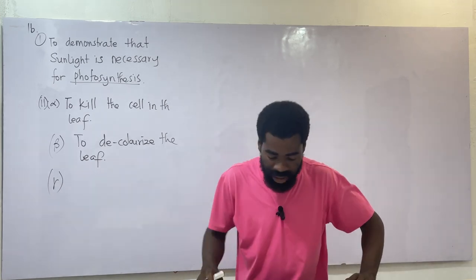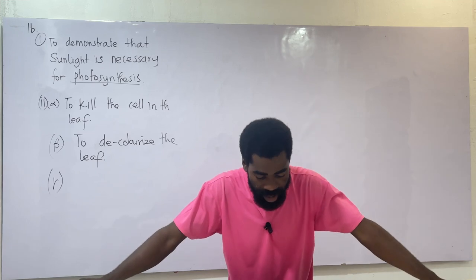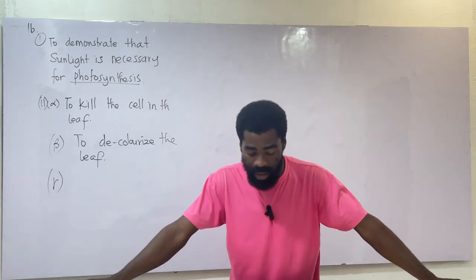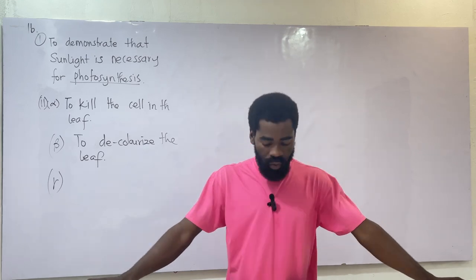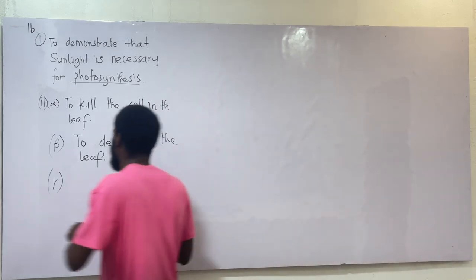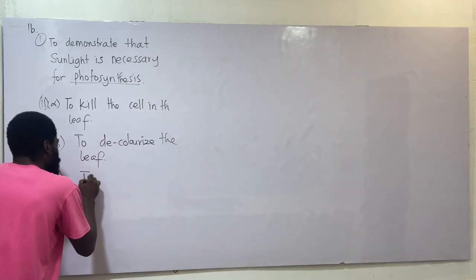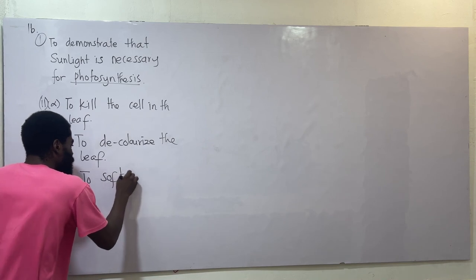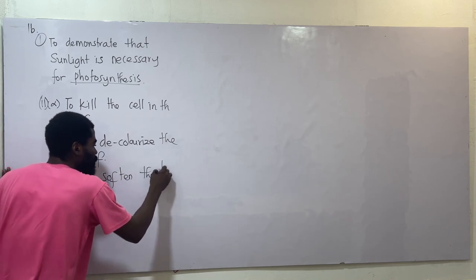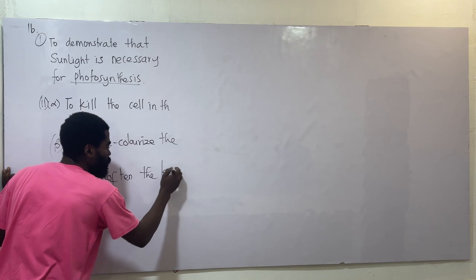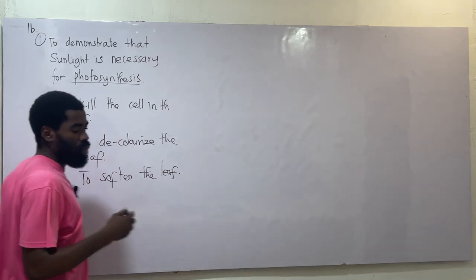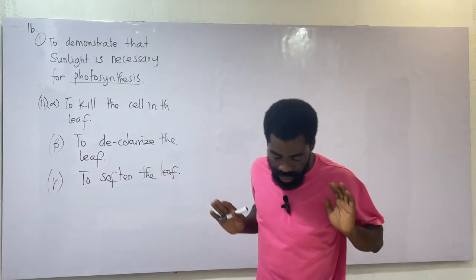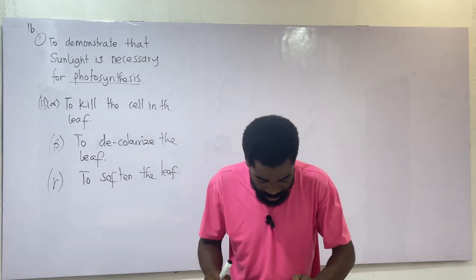Then gamma, the third one. Why were the leaves washed in cold water? Very simple. To soften the leaves. We do that to soften the leaf. And also to wash away the alcohol. Soften the leaf or wash away the alcohol. I like to go with soften the leaf. Wash away the alcohol too can be correct.